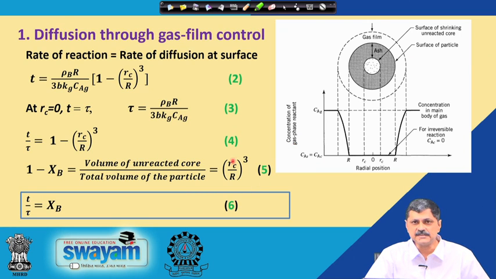And combining these equations, we arrive at the conversion versus time relationship for this case 1, that is diffusion through gas film control, which is t by tau is equal to X_p, that is, conversion is proportional to the reaction time.